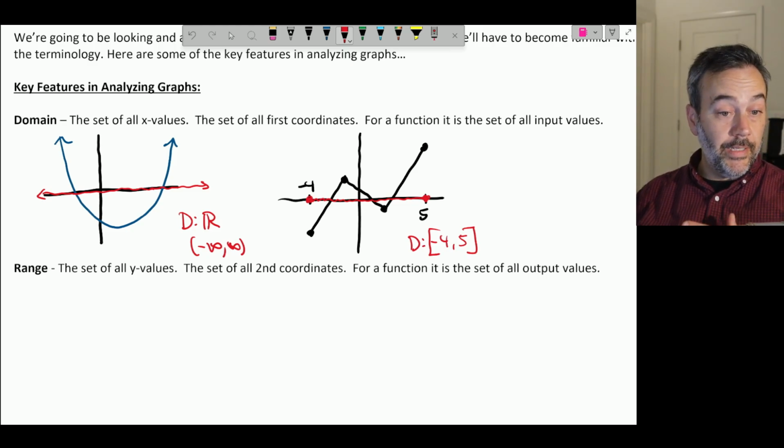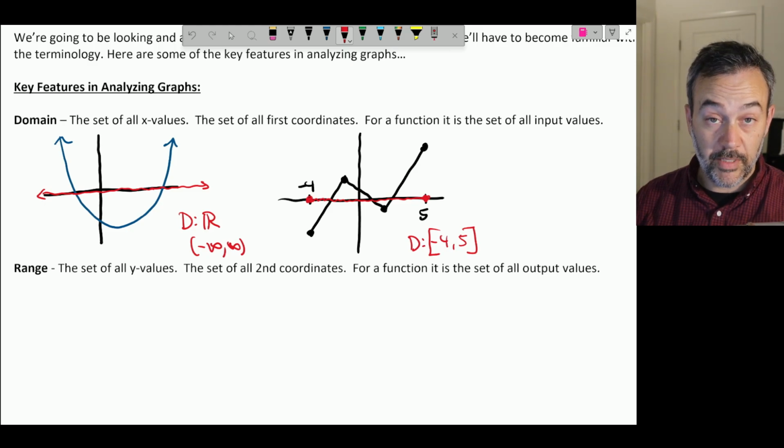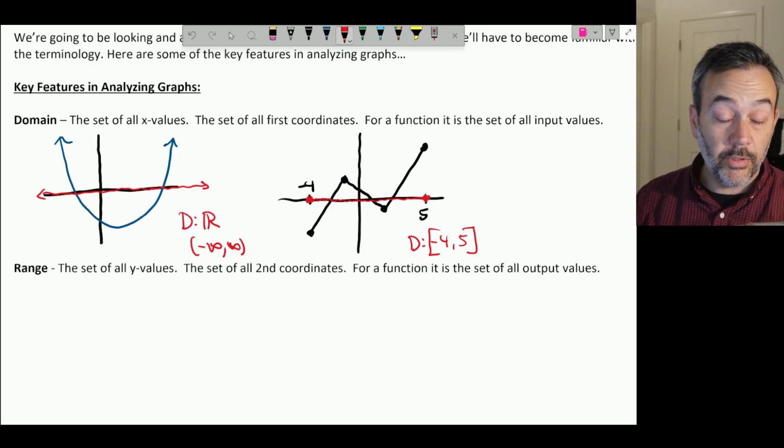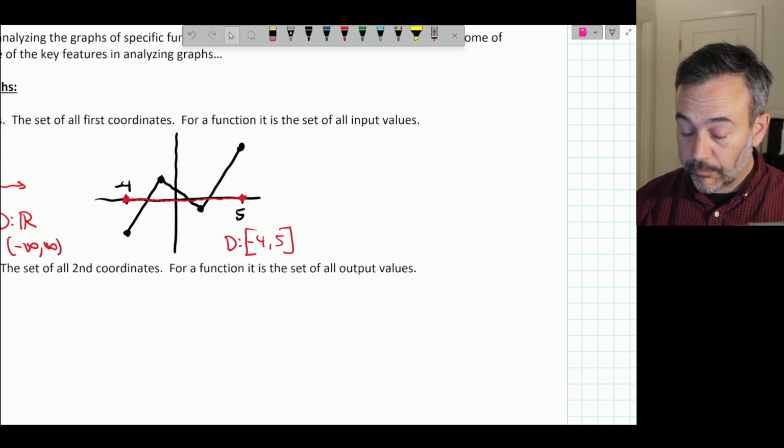As I'm doing this video, I want you to have this paper out. I should have said that already. Have this paper out, and I want you taking notes on this. Then I'll show you how to finish the document.